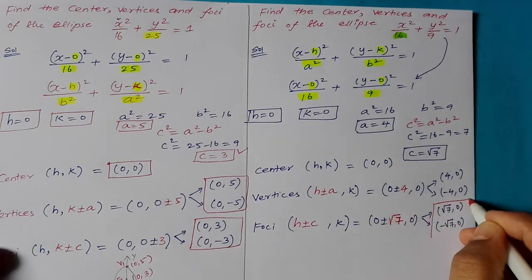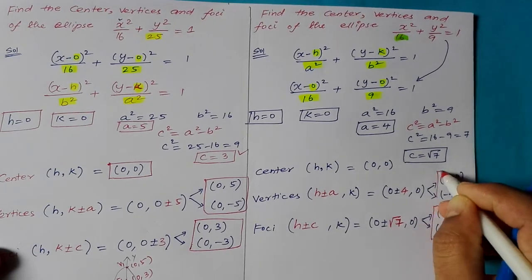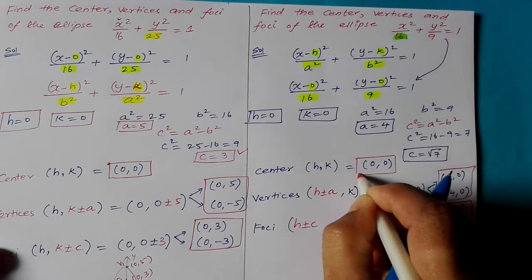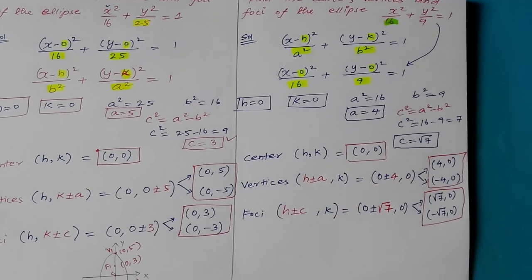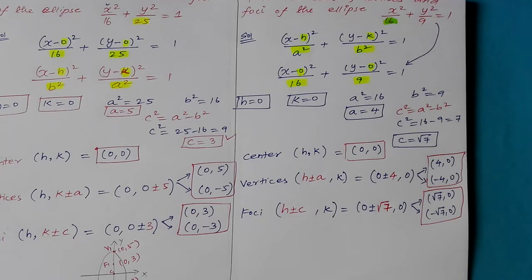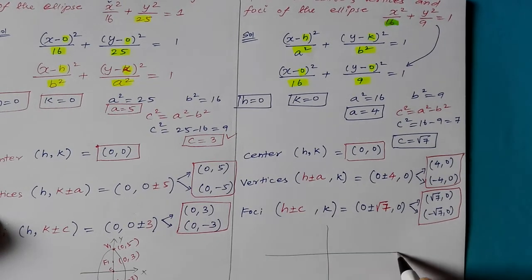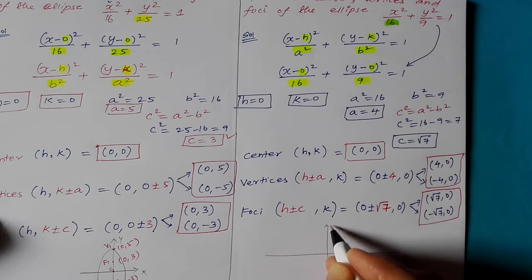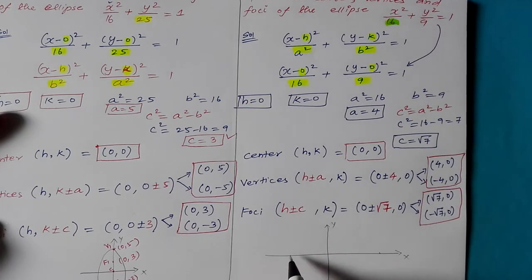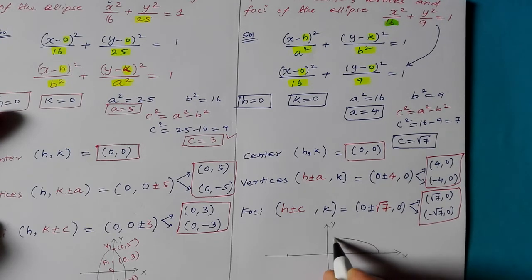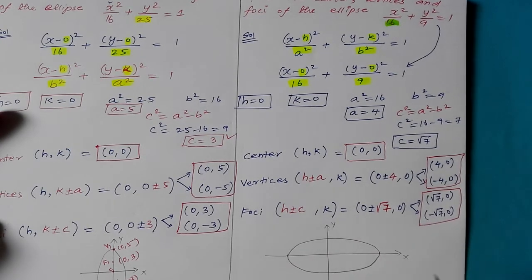So this is my foci, this is my vertices and the center, and the ellipse is parallel to the x-axis because a is present below x. Therefore this is your graph. If the question asks for a graph, then only you graph. If it is not asked, no need to graph it.